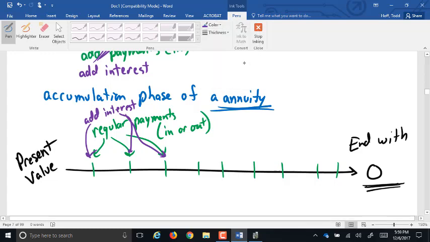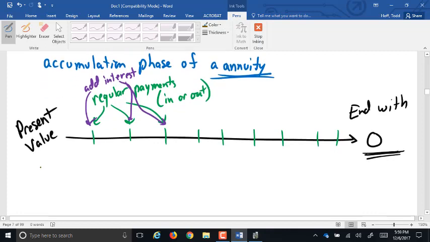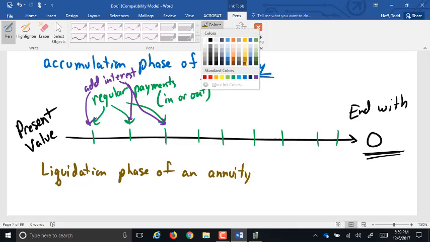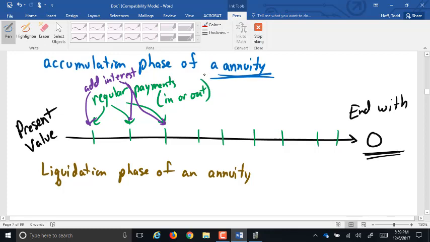This is called one of two things. The liquidation phase of an annuity. What that would be, let's say you've got all this money saved up and you retire. After you retire, you're going to start drawing money out every month. So that would be drawing money out. You're drawing out and you are receiving payments.